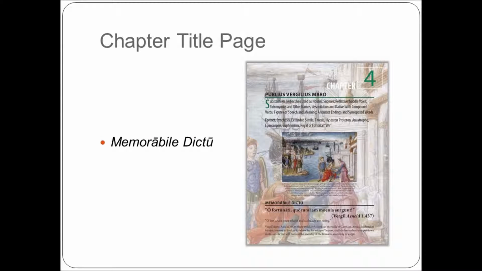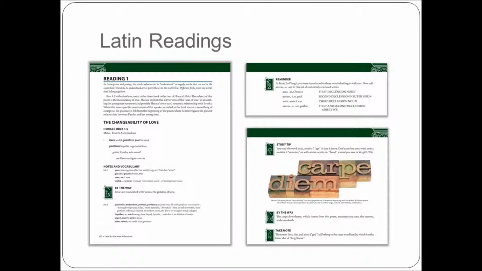As in Latin for the New Millennium 1 and 2, Latin for the New Millennium 3 has, on each chapter title page, an illustration designed to stimulate students' imagination about the upcoming reading. Each title page also features a Mirabile Dictu. Latin for the New Millennium 3 contains unadapted Latin selections from Latin literature. Each selection has a pre-reading to give students context.